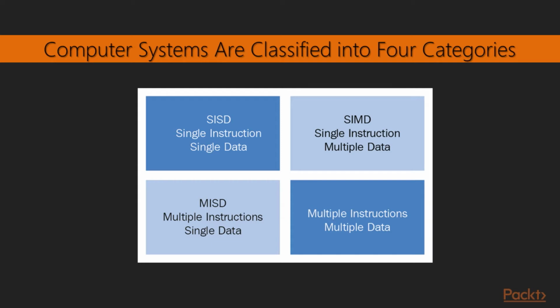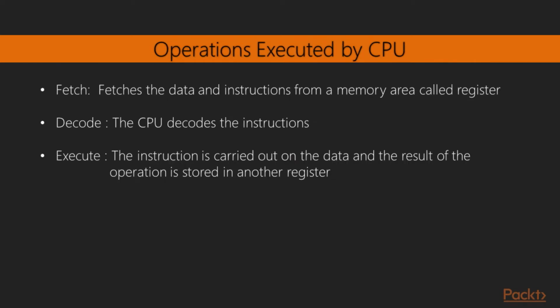1. Single instruction, single data, SISD. 2. Single instruction, multiple data, SIMD. 3. Multiple instruction, single data, MISD. 4. Multiple instruction, multiple data, MIMD. This classification is known as Flynn's taxonomy. Let's understand what SISD is.